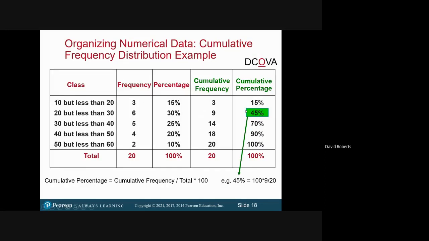So then you get the cumulative frequency, which is like a year-to-date number. So you take the 15% and add it to the 30 to get 45. 45 plus 25 is 70. 70 plus 20 is 90. And then 90 plus 10 is 100. So that's the cumulative frequency. So what you would use that for is to say 70% of this data group is 40 or less.